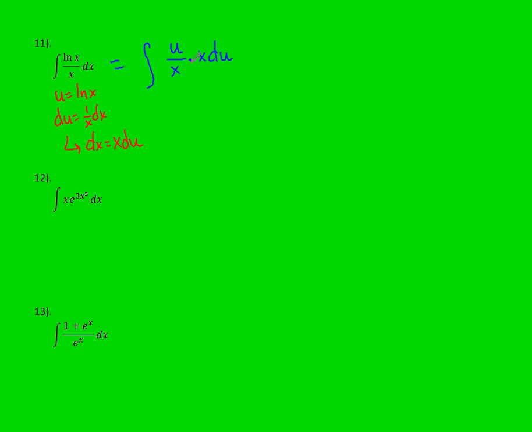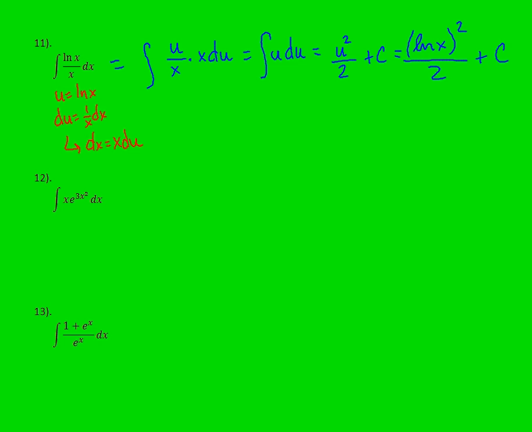My x's cancel out. I have the integral of u times du, which is very easy to do. Increase the exponent by 1 and divide by the new exponent, plus c. Always replace u with your original. So make it the ln of x, that whole thing squared, divided by 2 plus c.